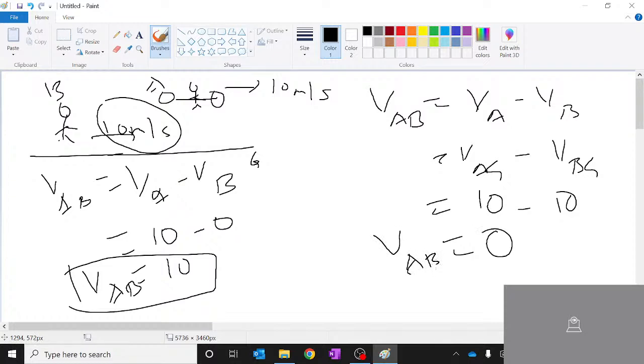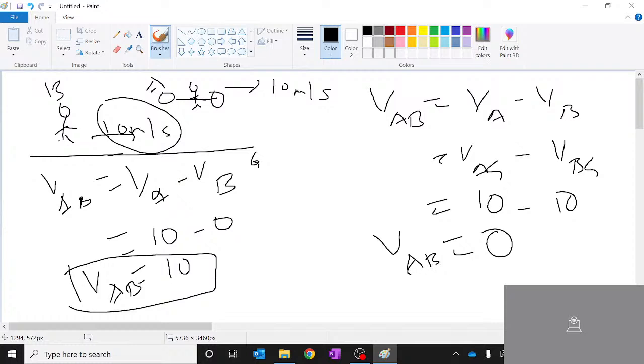I am also traveling with 10 meters per second. I do not see any difference, because from my reference point of view, I am also traveling at 10, he is also traveling at 10. So therefore there is no difference in velocities, or there is no relative velocity at all. Both velocities are same, therefore it is 0.